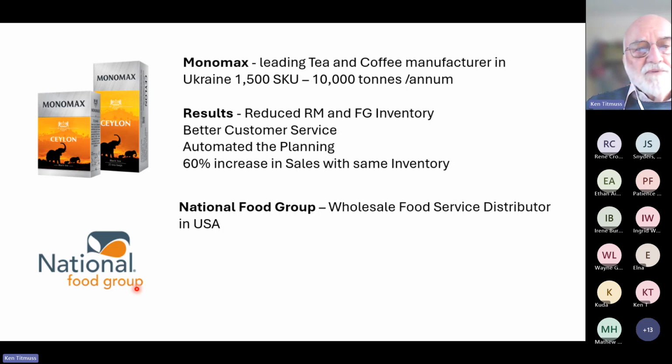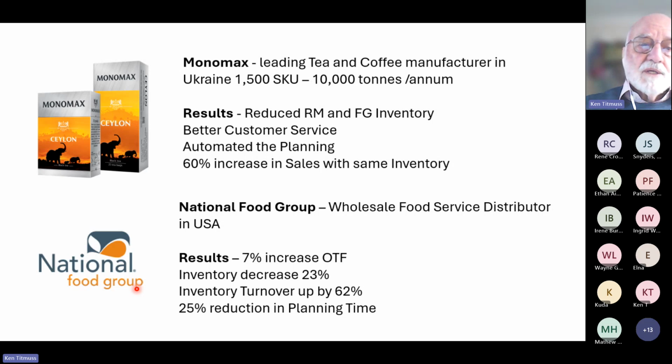And then we've got National Food Group here, wholesale food service distributor in the USA. They got a 7% increase in their on time and in full. Their inventory went down by 23%. They got inventory turns up to 62%, and they got a 25% reduction in the time they took to do planning.